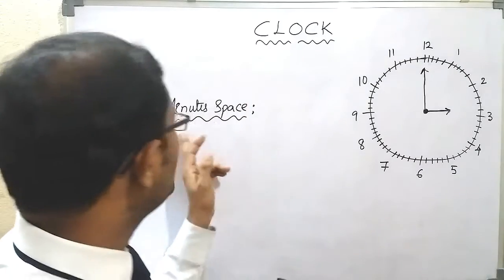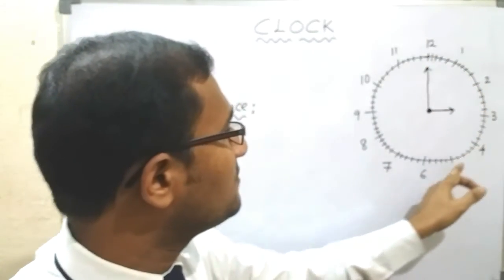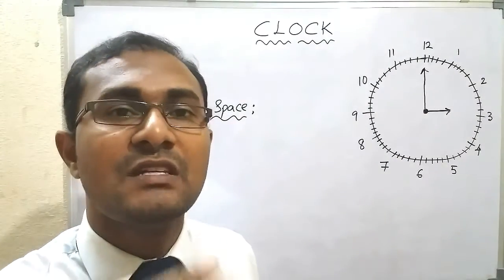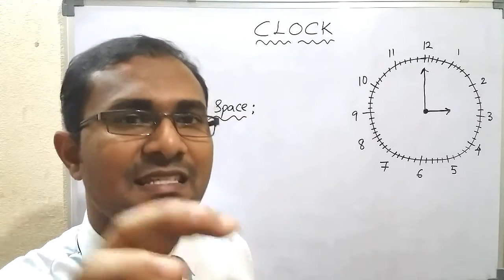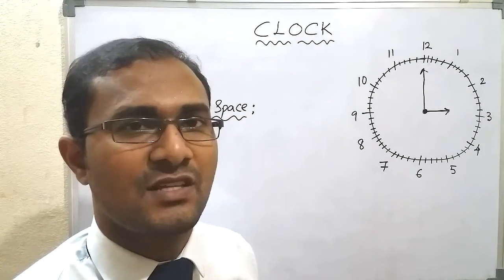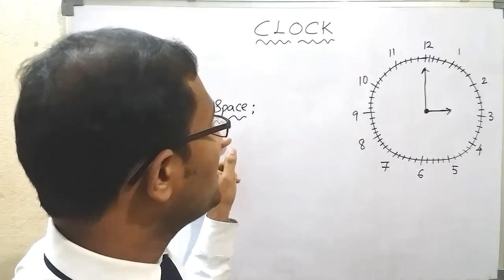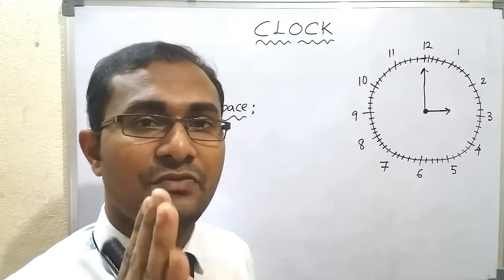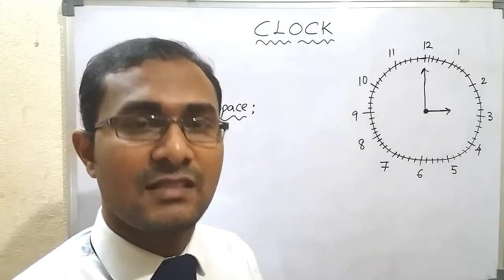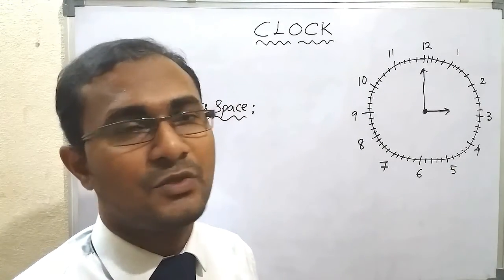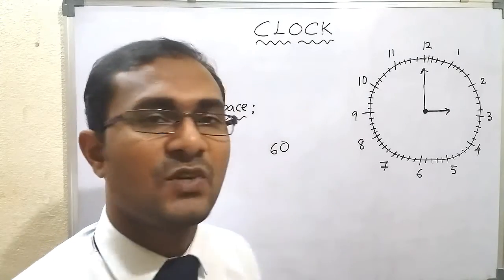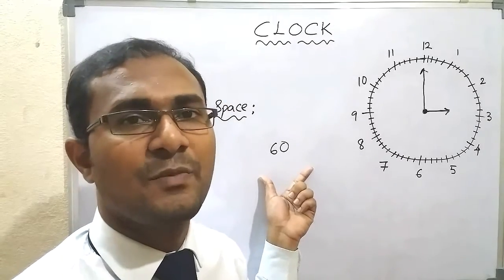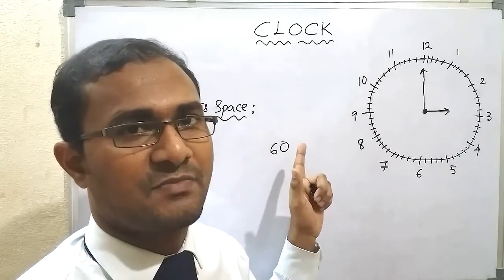Now what is the total minute space of this clock? 60 minute space. So minutes space means this complete part, the circumference of the circle, which is divided into 60 equal divisions. This space of 60 divisions we have to call minutes space. Are you clear with this? So minutes space means the face, otherwise the dial of a watch, is a circle whose circumference is divided into 60 equal divisions, which is called minutes space. I hope you are clear with this. So the keyword is minutes space.